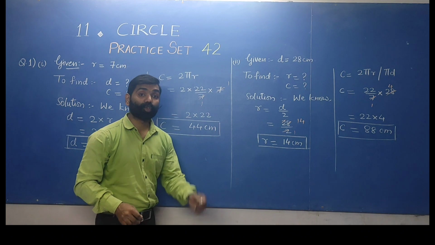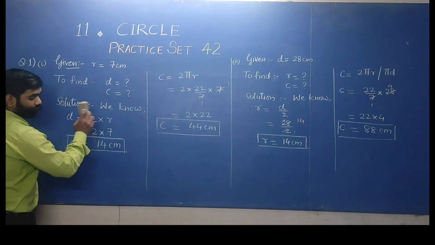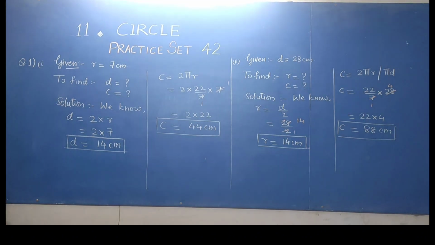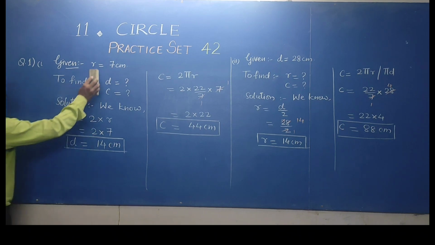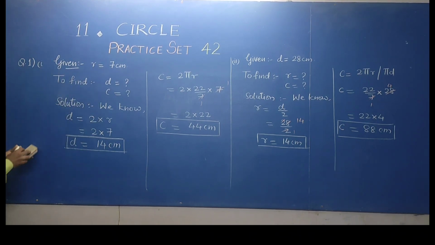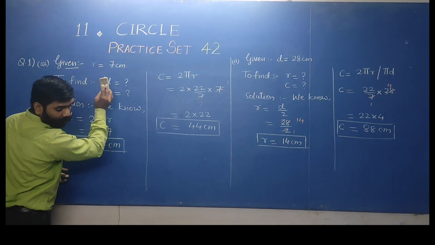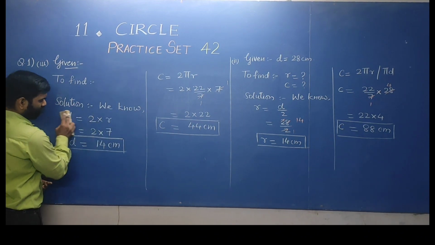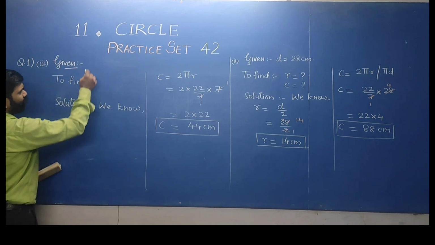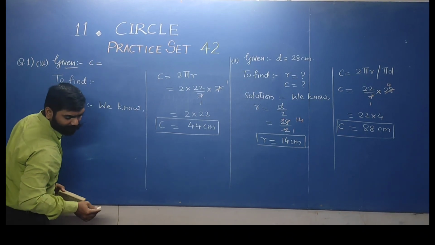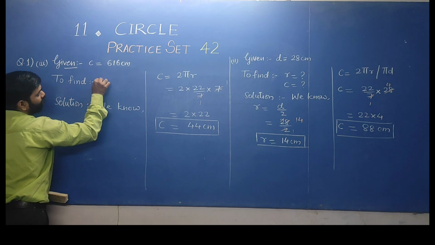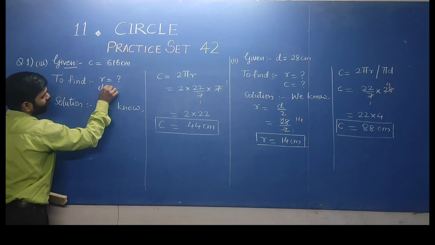Now let me solve the third question here only. Third question, I am just taking, first take the screenshot students. Okay students, let's see question number 3. So I am using this question, the format of this question itself. What has been given? Circumference is given. C is given as 616 centimeter. To find radius, question mark, and diameter, question mark.